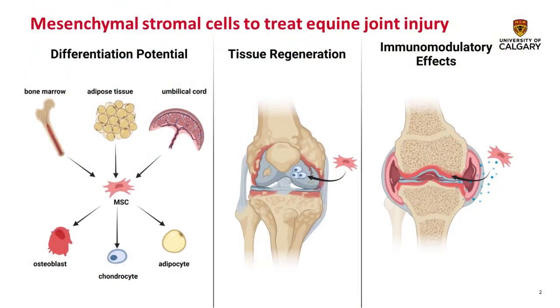Mesenchymal stromal cells, or MSCs, are commonly used throughout veterinary medicine due to their trilineage differentiation capabilities, their potential for tissue regeneration, as well as their immune modulatory effects. Specifically, bone marrow-derived MSCs offer a promising autologous cell therapy, as they're relatively easy to isolate from the large volumes of marrow available from equine patients.